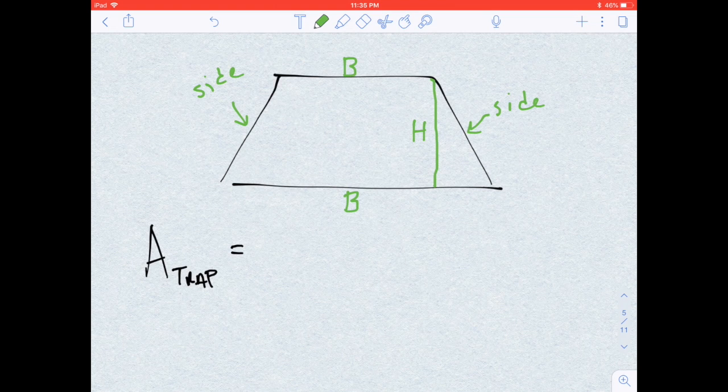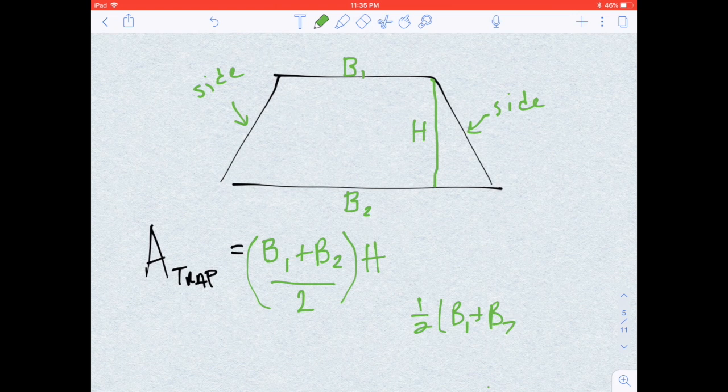Okay, so what I'm going to do is I'm essentially going to average my 2 bases. So base 1, we're going to say this is base 1, and this is base 2. So to average, I add them up and divide by 2. And I'm going to multiply the whole thing by height. So base 1 plus base 2 divided by 2 times height. You could also say this is 1/2 times base 1 plus base 2, times height.